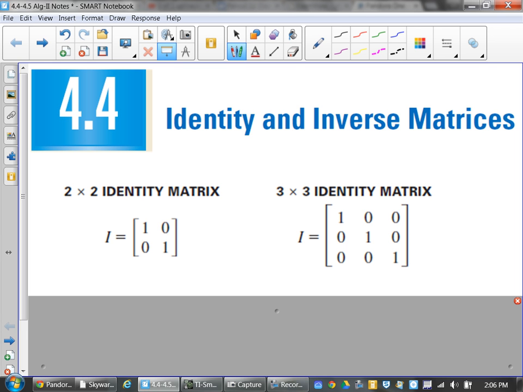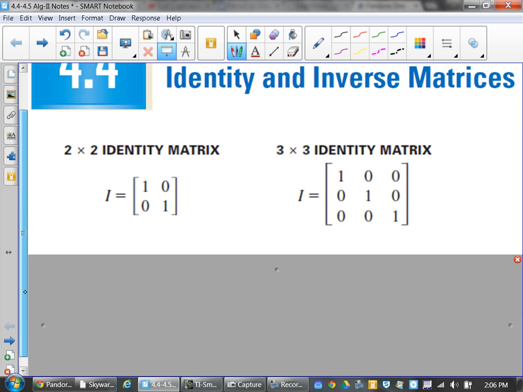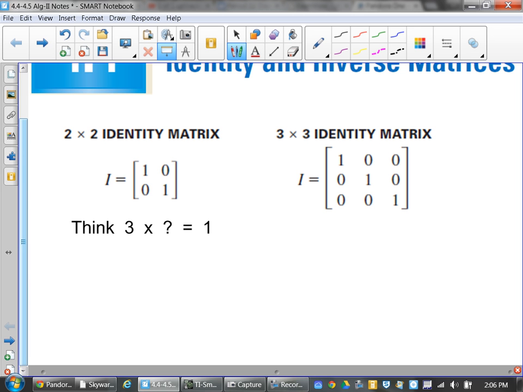What I want you to think of is multiplication identity properties. For example, think of it like this. 3 times what is 1? 1/3. 3 times 1/3 is 1. Therefore, 1/3 is the multiplicative inverse of 3. Okay?